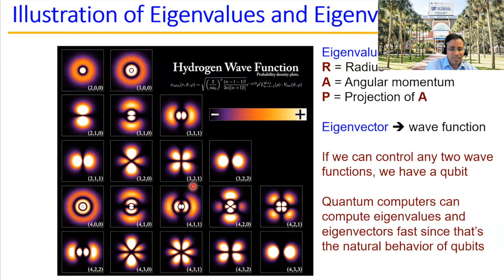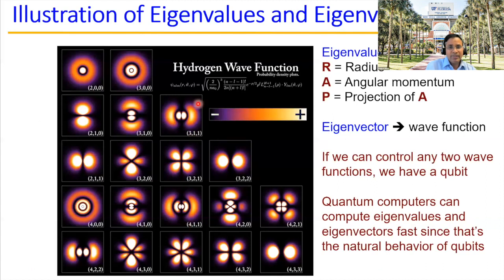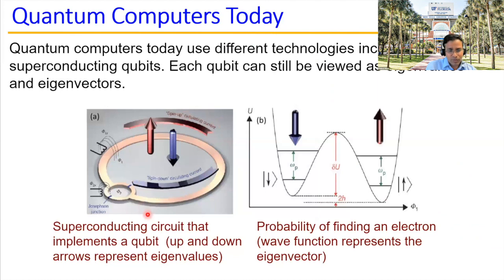Why am I saying all this? Remember, in the previous slide, I talked about computing eigenvalues and eigenvectors. These qubits have an interesting property. When they don't do anything, they're talking to each other, and they're actually computing eigenvalues and eigenvectors. In other words, if you look at today's superconducting quantum computer, it implements a qubit which can be viewed as up and down arrows representing eigenvalues. And if you think of the probability of finding an electron, that's the wave function, which represents the eigenvector.